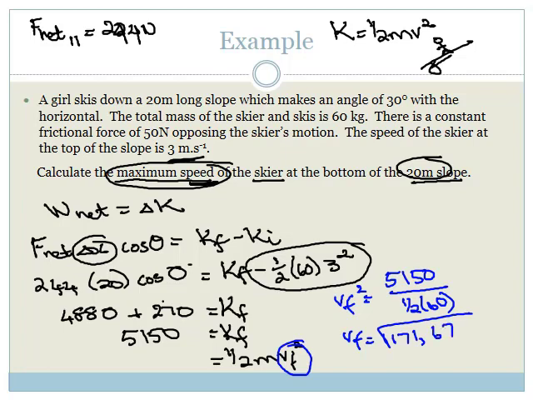171.67. And if we square root the answer, the final velocity, the maximum velocity, is 13.10 meters per second. And notice they've asked for speed, not velocity. So because of that, we do not need to give a direction.